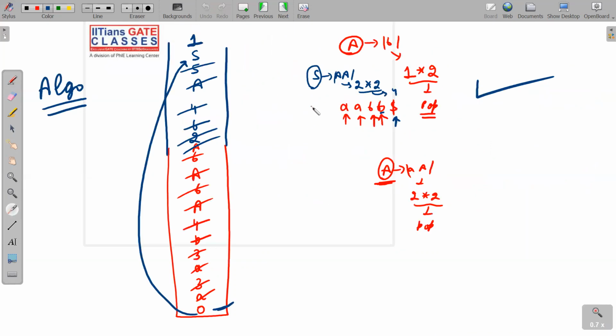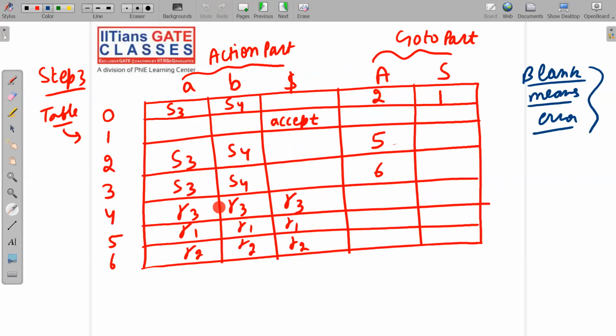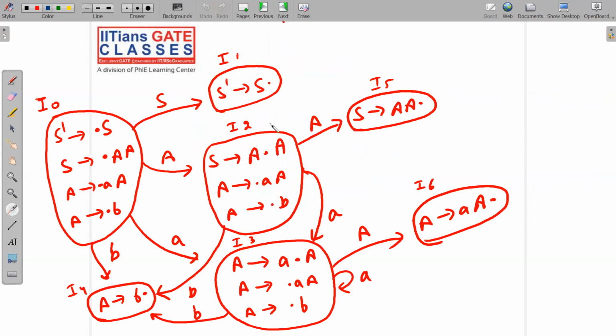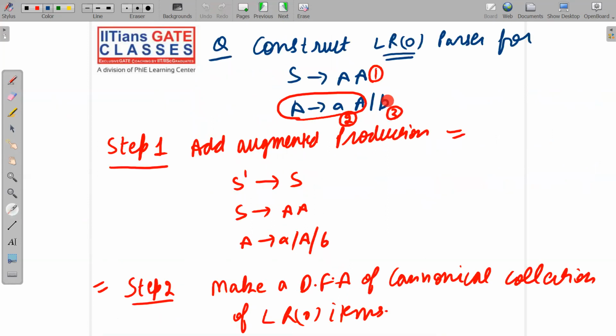Follow of LHS means, see, R3. R3 means what? See here, production rule number 3. So I will not put the reduce move in the entire action part. I will say follow of A. R3 is A goes to B, so this is your LHS. So I will say R3 will be present only in follow of A.